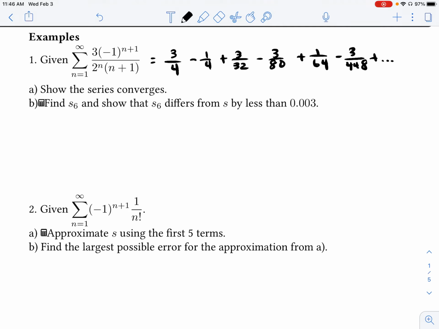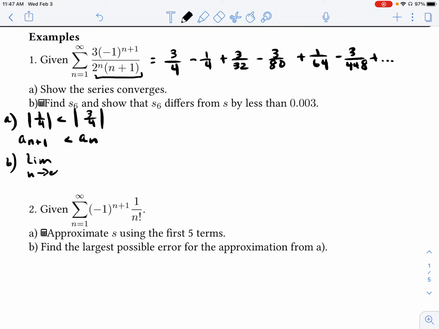in a second. The first step that I want to do is show that this series converges. So the first thing I can write is, look, the absolute value of 1 over 4 is less than the absolute value of 3/4. More specifically, a sub n plus 1 is less than a sub n. And you can do this also by using the derivative to show that the derivative is negative. You could also just plug n into our a sub n rule and show algebraically that a sub n plus 1 must be less than a sub n. But this works as well, as long as we indicate that a sub n plus 1 is indeed less than a sub n.